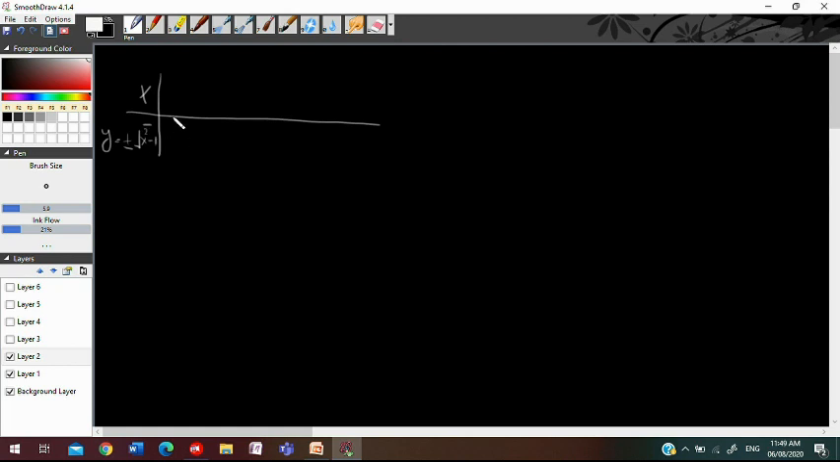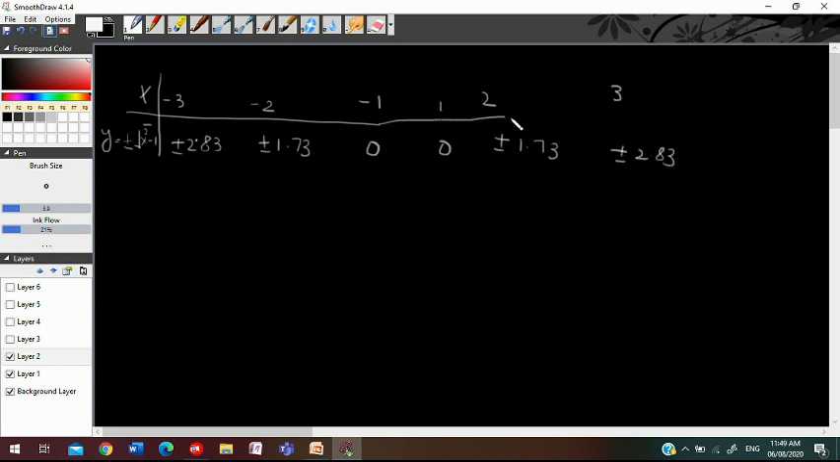x square minus 1. When x is minus 3, you can calculate it, this becomes 2.83. When x is minus 2, plus minus 1.73. When x is minus 1, y is equal to 0. For 1, 0, for 2, plus minus 1.73, and for 3 this is plus minus 2.83. You just put the value of x in your function and get the values of y.